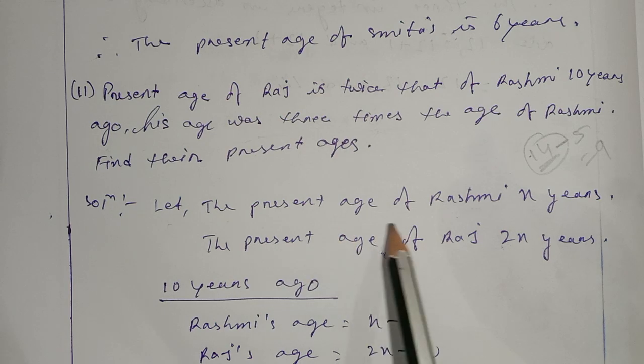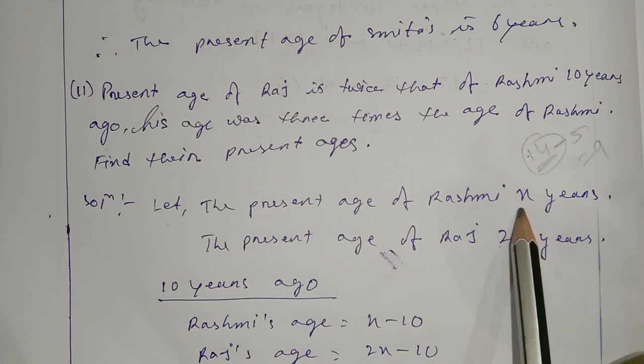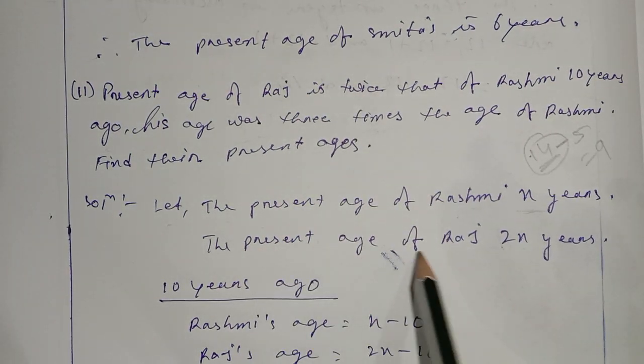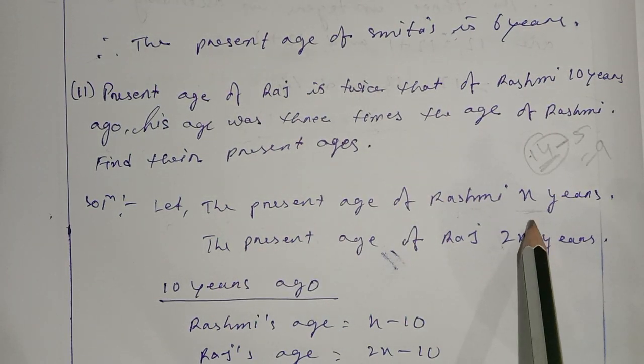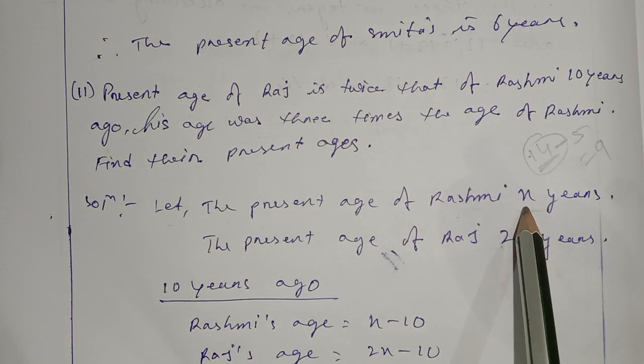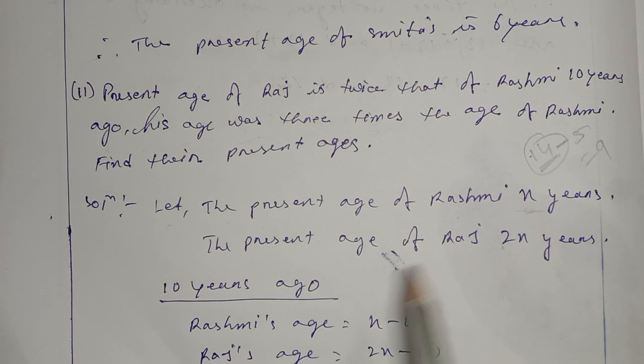Let the present age of Rashmi be x years. Then Raj's present age is twice x, because it is told he is twice Rashmi's age. Whatever Rashmi's age is, it will be double. Rashmi's age taken as x, then Raj will be 2x.